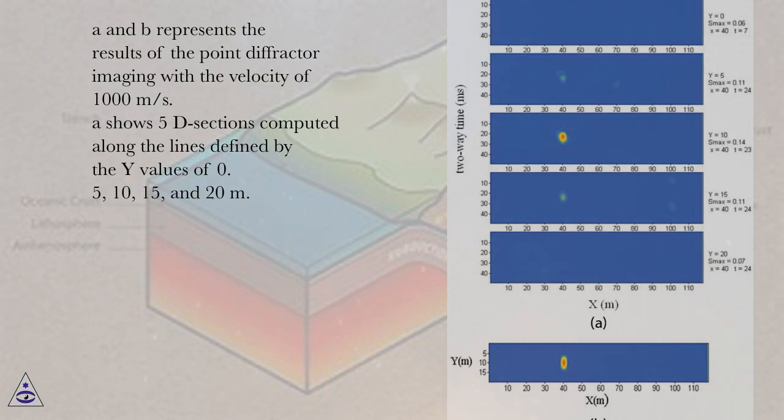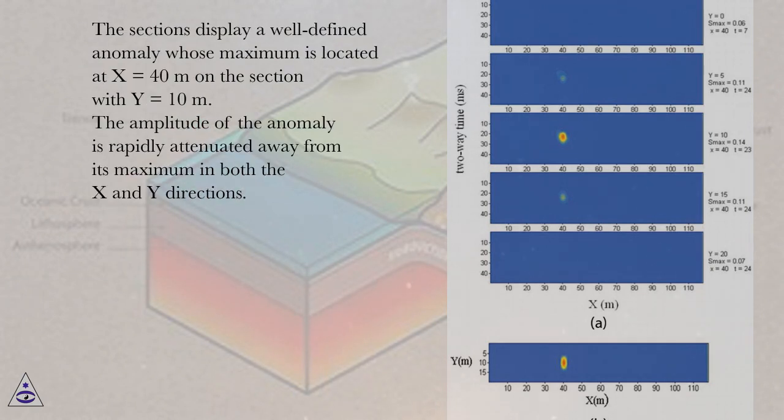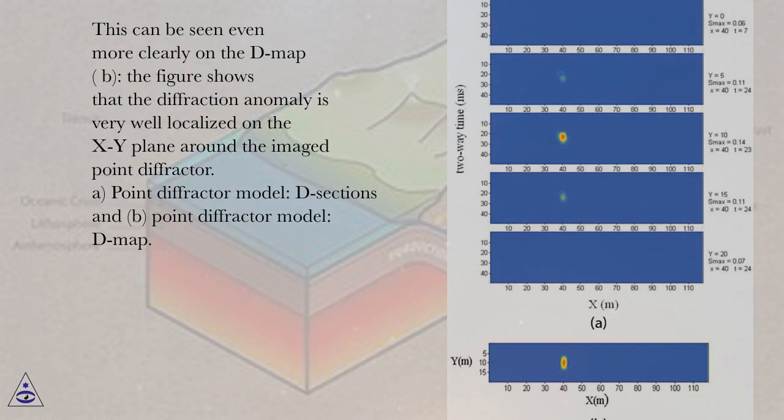A shows 5D sections computed along the lines defined by the Y values of 0, 5, 10, 15, and 20 meters. The sections display a well-defined anomaly whose maximum is located at x equals 40 meters on the section with y equals 10 meters. The amplitude of the anomaly is rapidly attenuated away from its maximum in both the x and y directions. This can be seen even more clearly on the D map, B. The figure shows that the diffraction anomaly is very well localized on the xy plane around the imaged point diffractor.